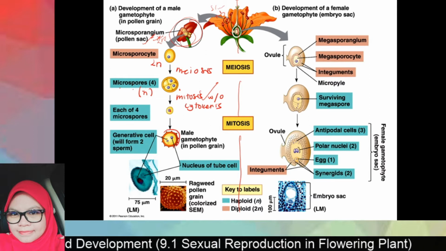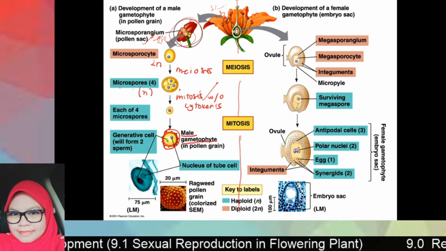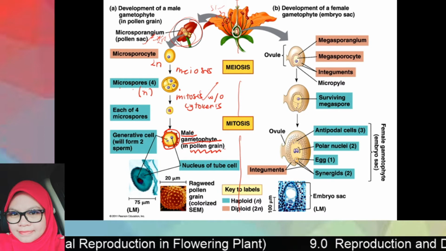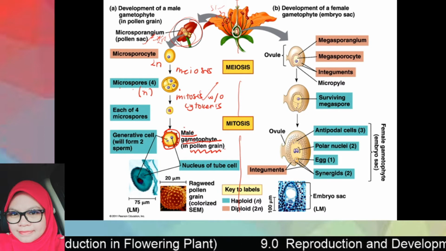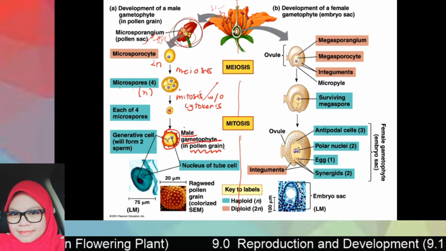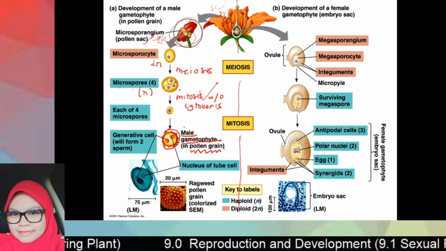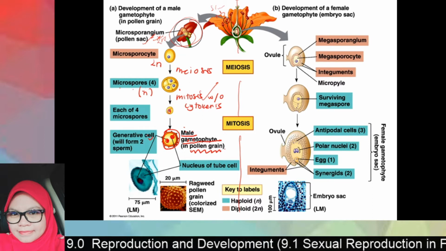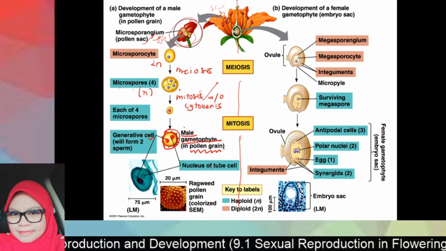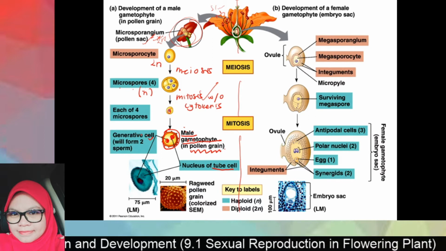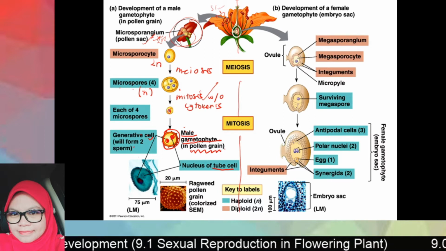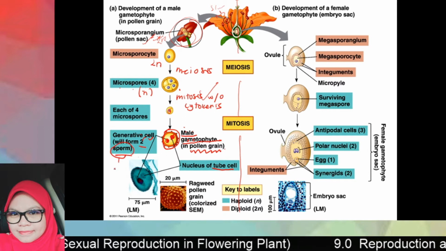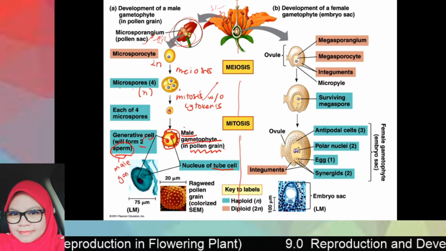So the structure now is known as the male gametophyte, or in other terms it is called a pollen grain. The male gametophyte will have 2 cells. Since the nucleus divides into 2, we have 2 nuclei here, so it represents 2 cells. The first one is called the generative cell, and the second one is called the tube cell. This generative cell later on will undergo mitosis to produce 2 sperm. So these sperm represent the male gametes.